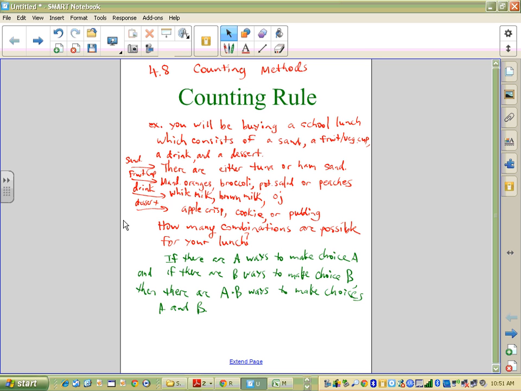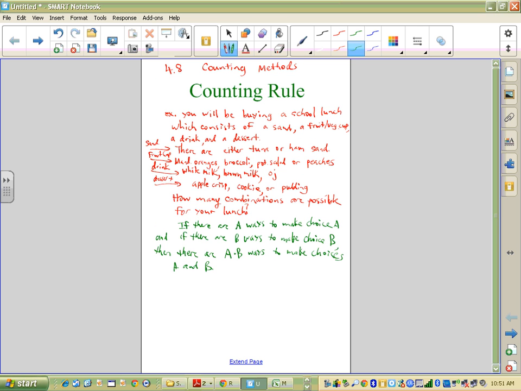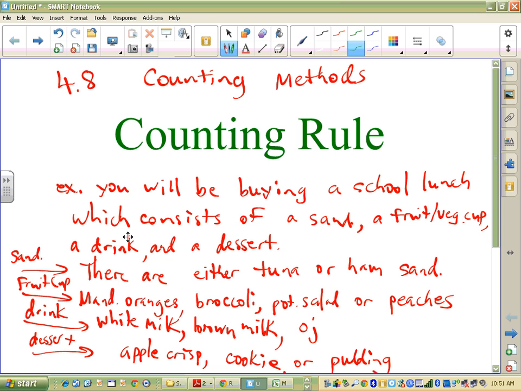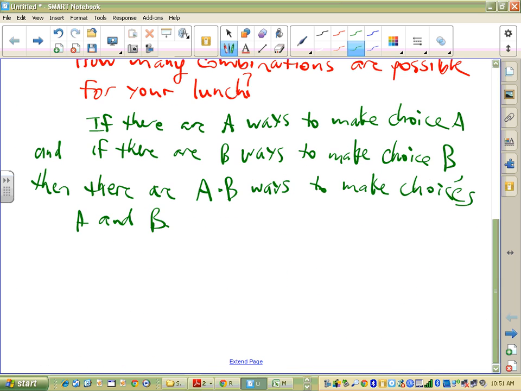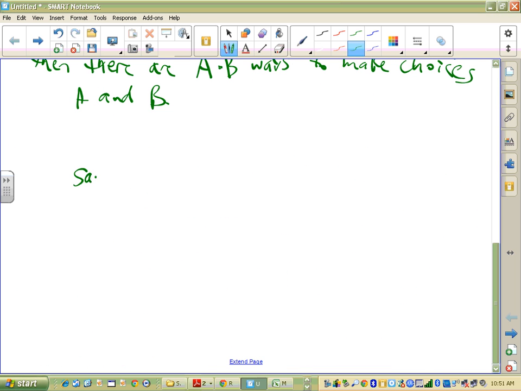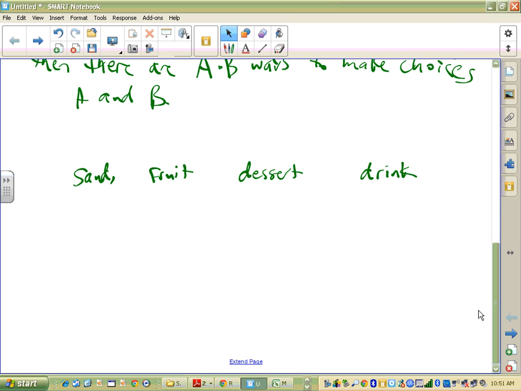So how many sandwich choices are there? Okay, so we got two sandwich choices. So when we go to do this problem, this is what we're going to do. We've got to make a choice for the sandwich. We've got to make a choice for the fruit cup. We've got to make a choice for the dessert. And we've got to make a choice for our drink. Okay? So there's a tuna sandwich and there's a ham sandwich.